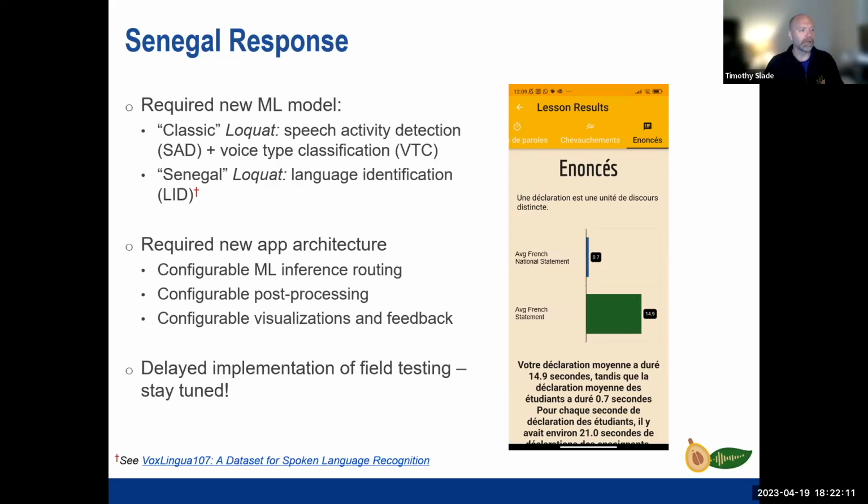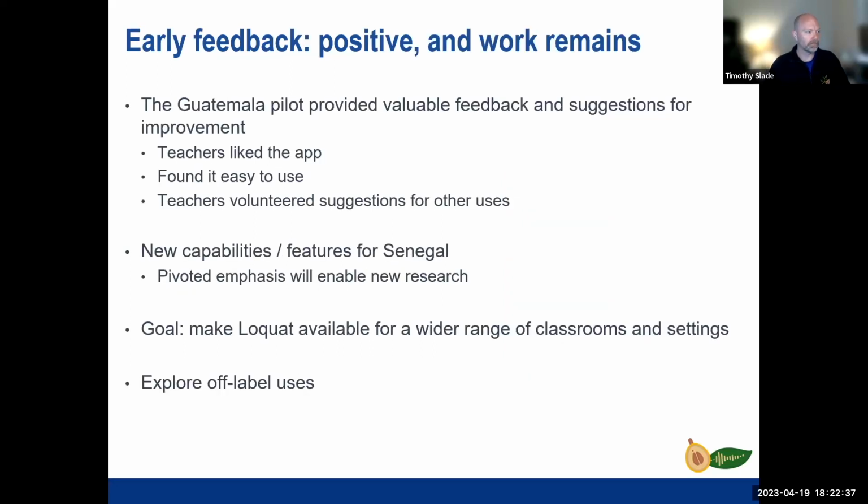So addressing the Senegal team's priorities required a substantial pivot. We needed a new machine learning model, a new way for the app to know it should use it instead of the classic model, and some interface revisions to make it all work well. In short, rather than development work after the piloting, we had to do additional development work before the piloting. We expect field test results will be available soon, and we're excited to share those with you when they are.